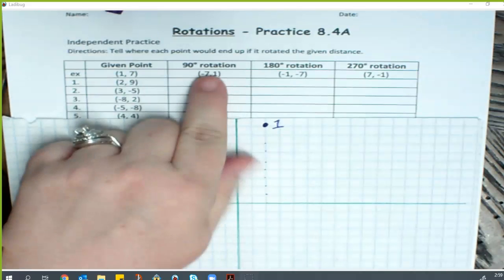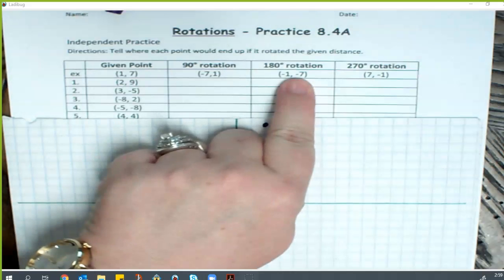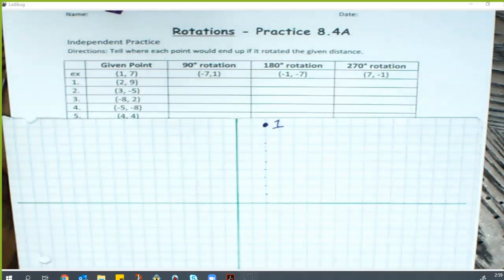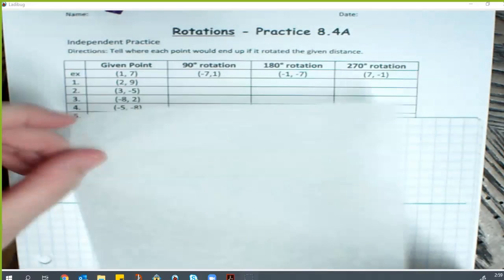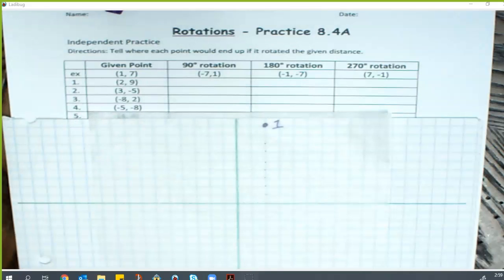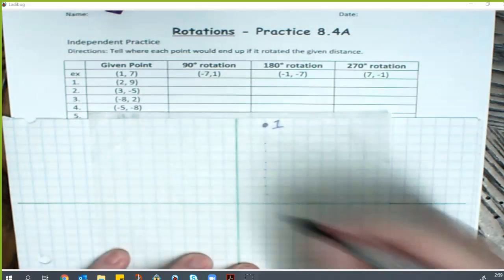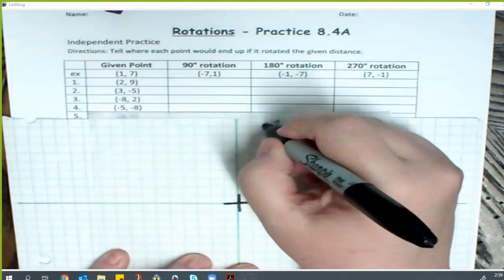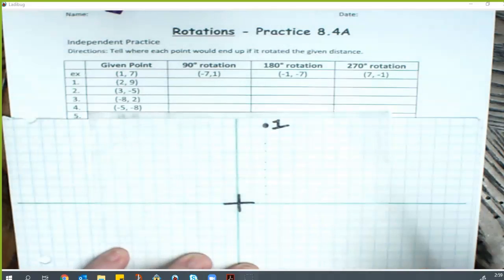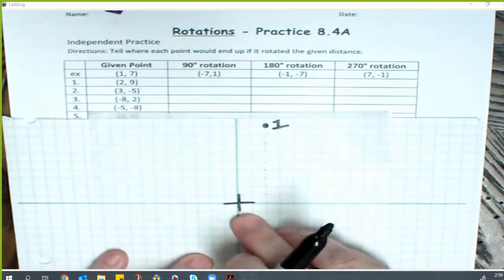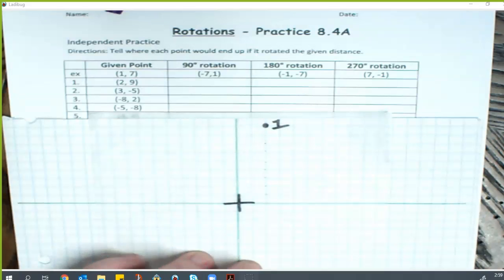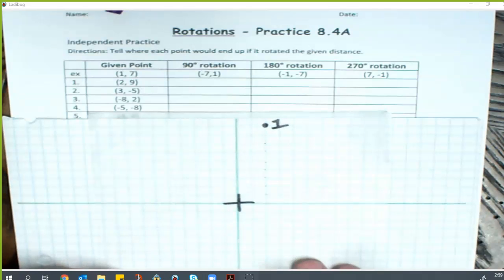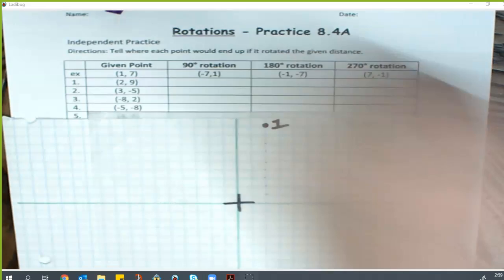Now we need to rotate it 90 degrees, 180, and 270. To do that, we're going to use our patty paper. So what I want you to do next, lay your patty paper over top. Line up, trace your origin, and trace the point. And I'm going to go ahead and label it so when we do other points, I'll know which one that is. So I traced the origin, and I traced my point and labeled it. So there's our original point.